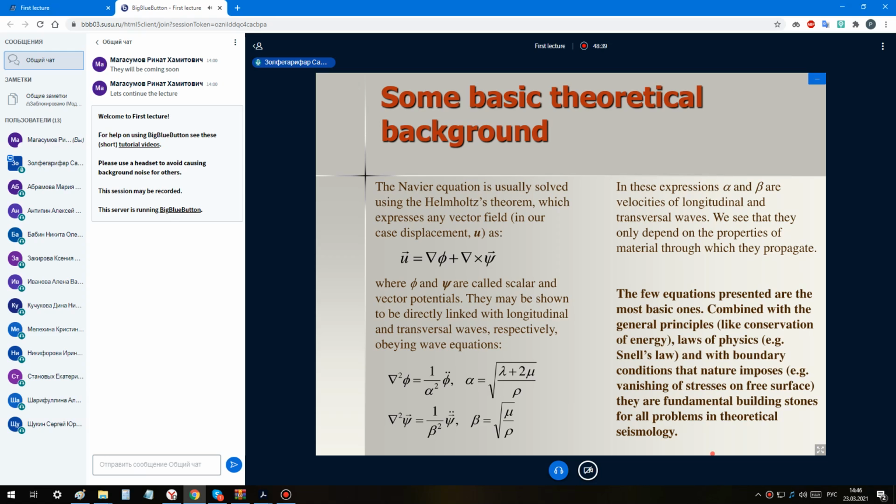The physical equations presented are the most basic ones, combined with general principles like conservation of energy, laws of physics, and with boundary conditions that nature imposes, such as vanishing of stresses at a free surface. They are fundamental building stones for all problems in theoretical seismology.